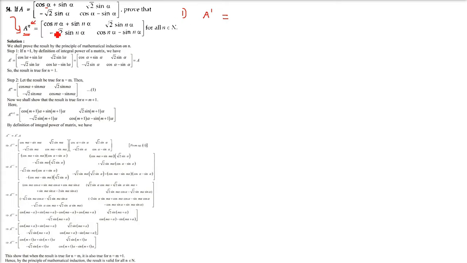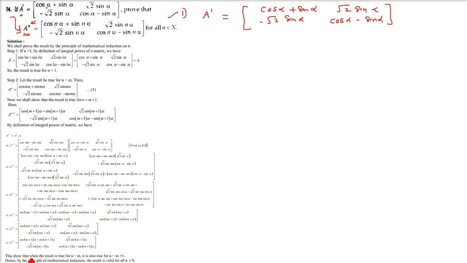You want to get A. So I am taking A to the power n, putting n as 1. Wherever n is there, put 1. So you get cos alpha, root 2 sin n into alpha, that is 1 into alpha, then minus root 2 sin 1 into alpha, that is sin alpha, and cos n is 1, so cos alpha minus sin alpha. Okay, are these two equal, A and A to the power 1? Yes, absolutely equal. That is the first step in mathematical induction done.